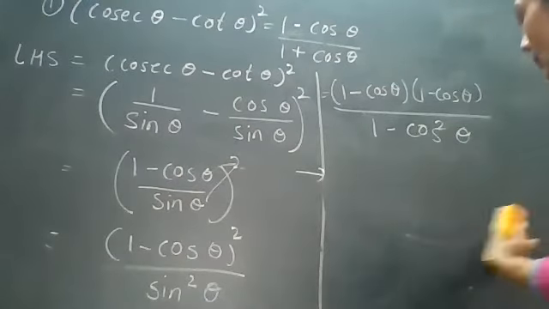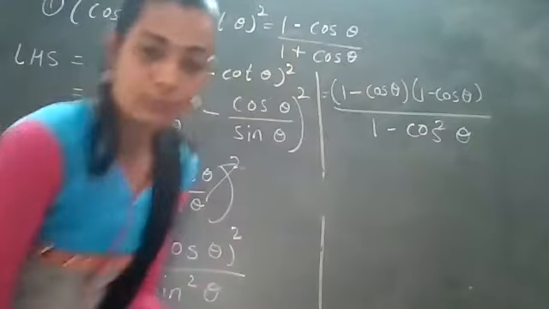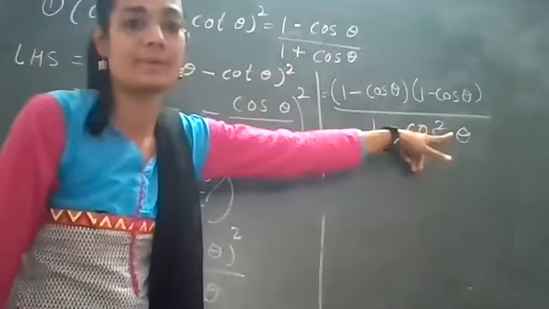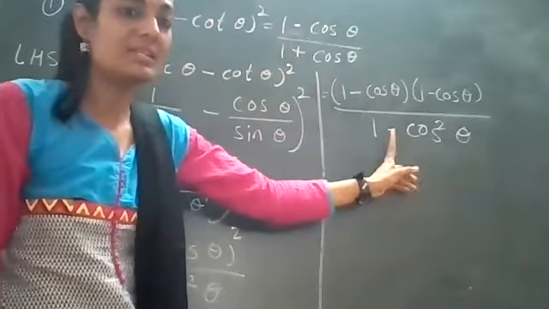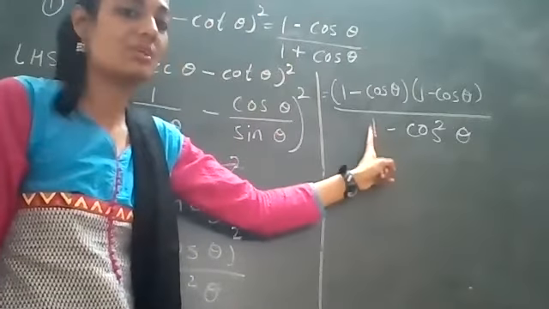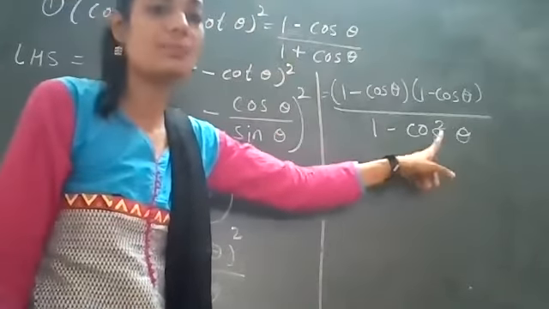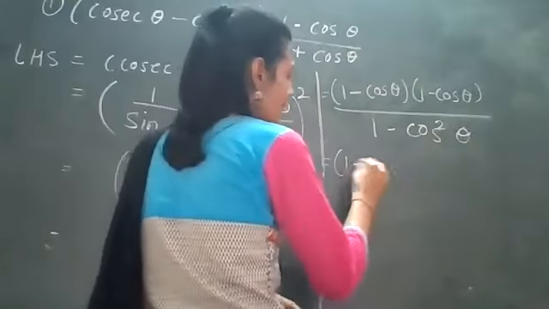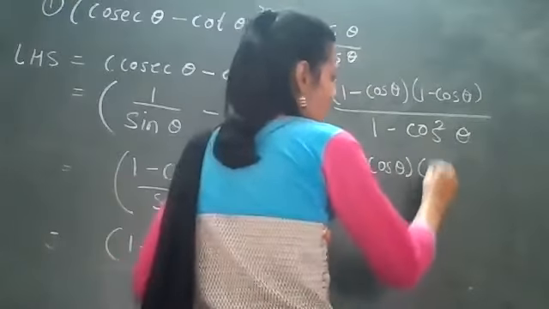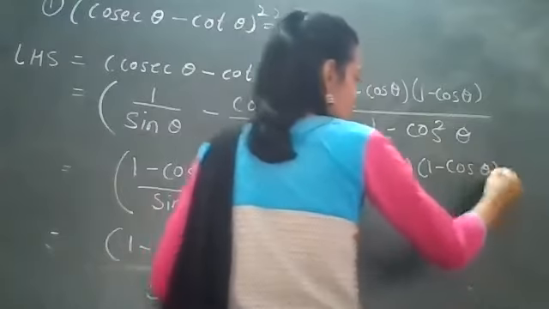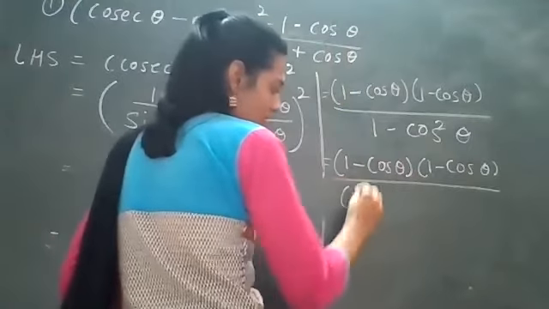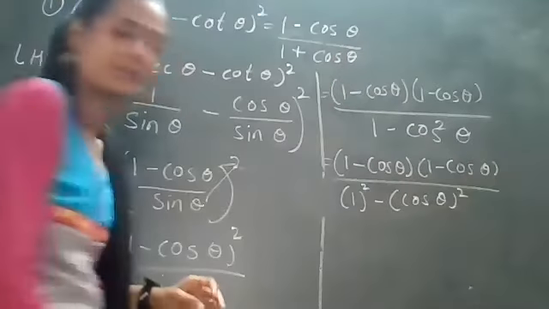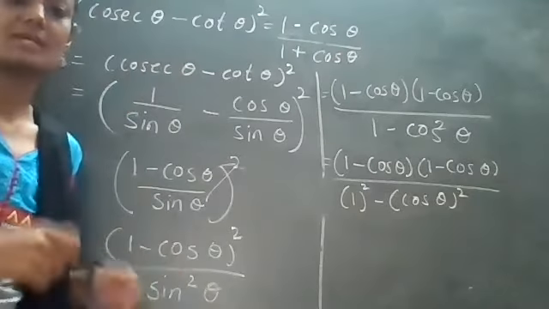Now we are going ahead. So here what will become? Here becomes a square minus b square. 1 means it is square of 1, so 1 square minus cos theta square. I am repeating it: 1 minus cos theta upon 1 minus cos theta two times, divided by 1 square minus cos theta whole square. They become a square minus b square.